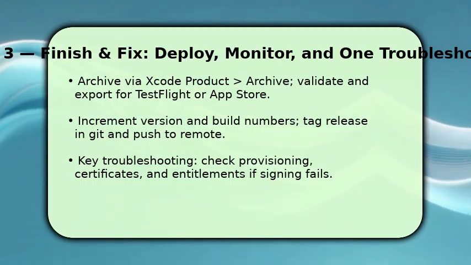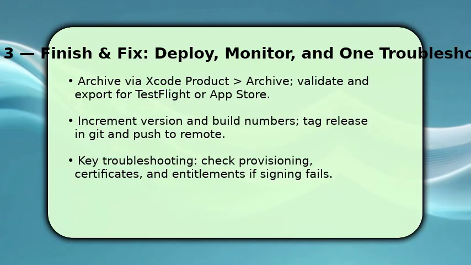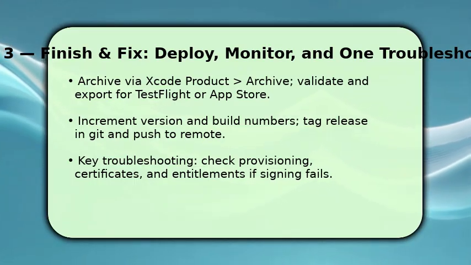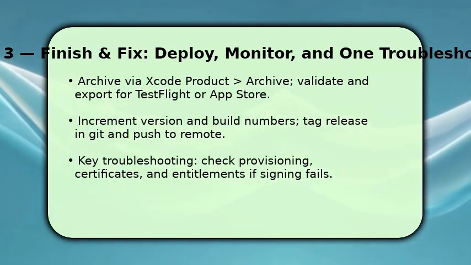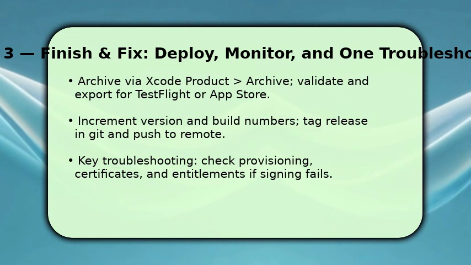If signing fails, check provisioning profiles, certificates, and entitlements first. Mismatched team IDs are the usual culprit. Finally, test the exported IPA on a device. If issues persist, revert to logs and iterate.